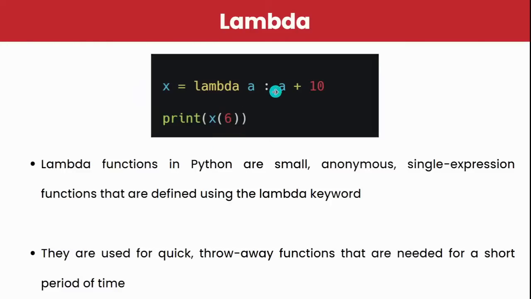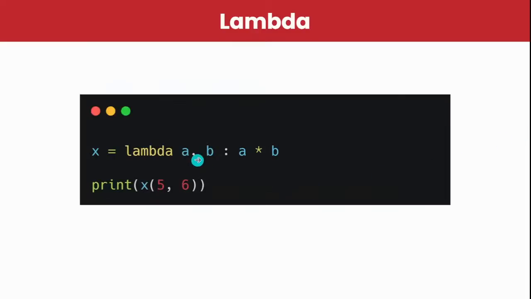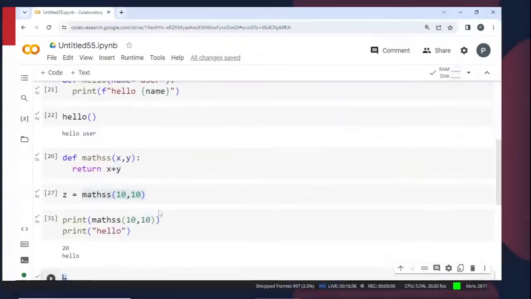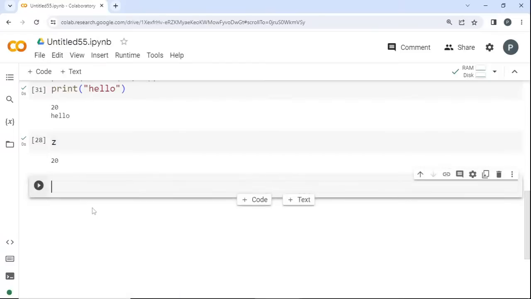So my output will be 16. So you are getting it. If you want multiple things, you can separate them with a comma, perform that task and give the output. To do that, we can call x equal to lambda.